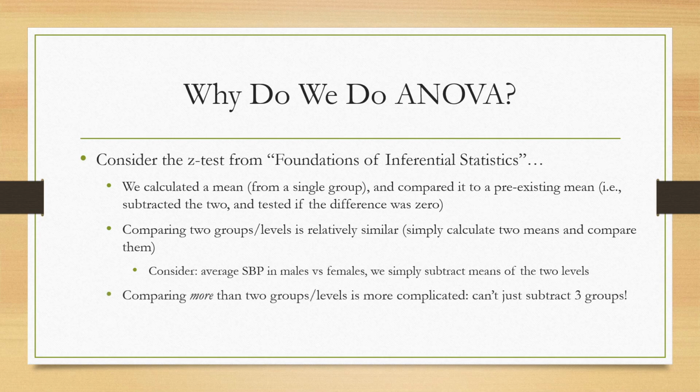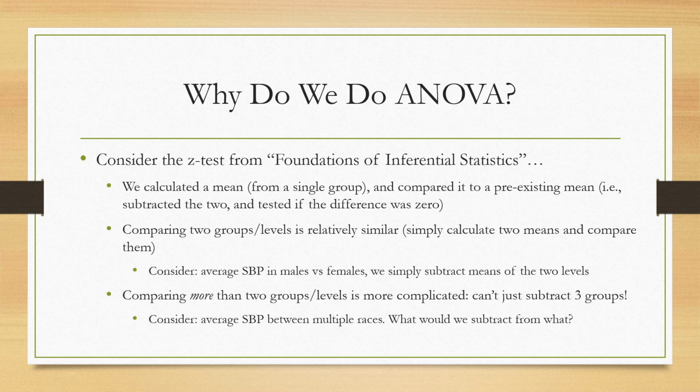The issue is when we get to more than two groups, because while we can subtract males from females, if we have multiple races, and let's say we're studying a group with 6 different races that have been identified within our population, and we're trying to compare the average systolic blood pressure between them, it's difficult to identify exactly what we would do to get a test to see are any of the races different.